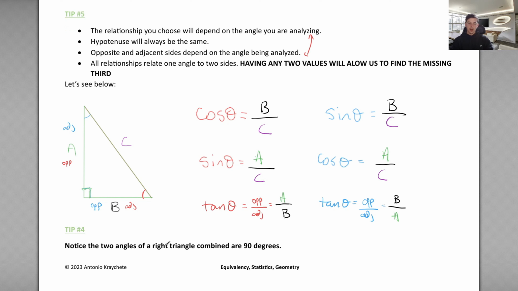Tip 4. Notice the two angles of a right triangle combined are 90 degrees. All right. In this example, the blue and the red combined are 90 degrees. Why? Because we have already a 90-degree angle here. So what's left is 90. So we have that the red plus the blue equals 90 degrees. So that's a good thing to notice as well.